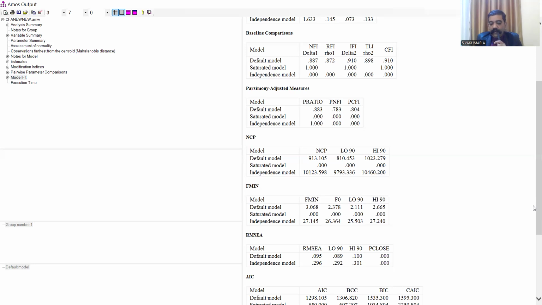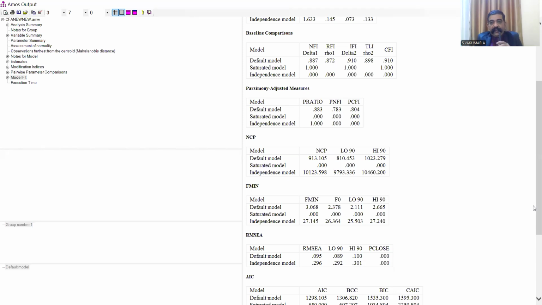RMSEA value, okay. Standard value is equal to or less than 0.08. I will repeat again. In case of RMSEA value, standard value is equal to or less than 0.08. But unfortunately, we have got a value that is 0.095. No problem. It is still acceptable. This is the interpretation related with the model fit indexes.